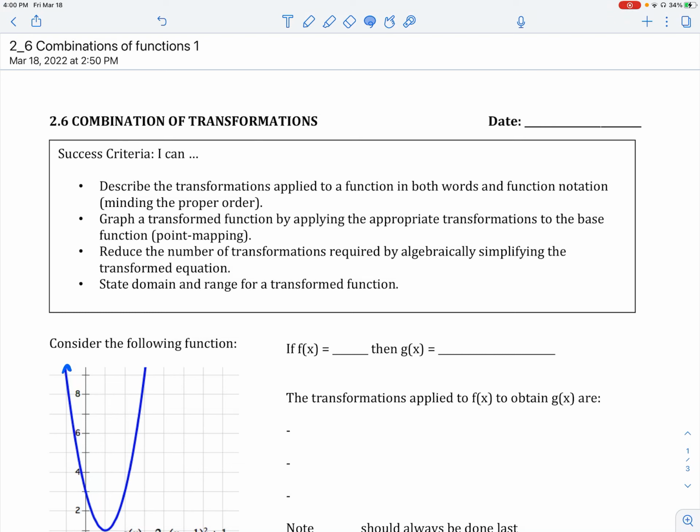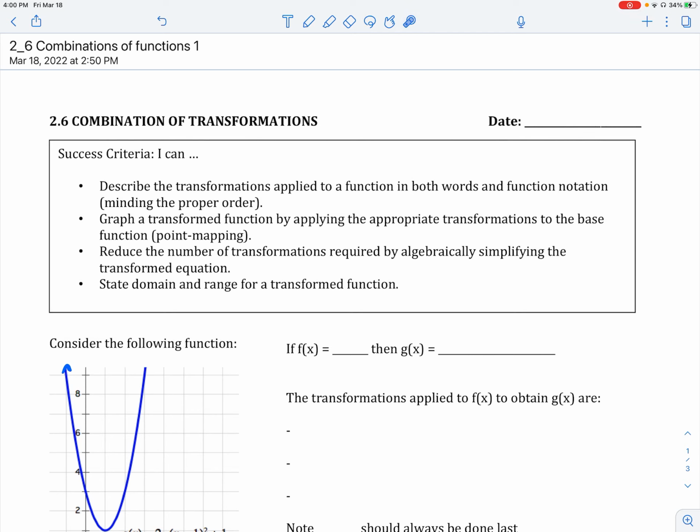Hi, welcome to 2.6 Combinations of Transformations. In this video, we're going to look at combining all the different types of transformations that we have learned so far. So our reflections, our stretches, compressions, and our horizontal and vertical shifts. So we'll be combining all those at once.